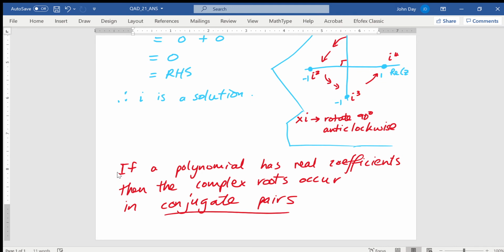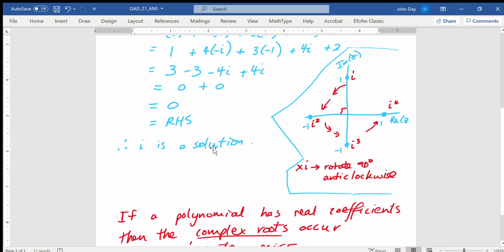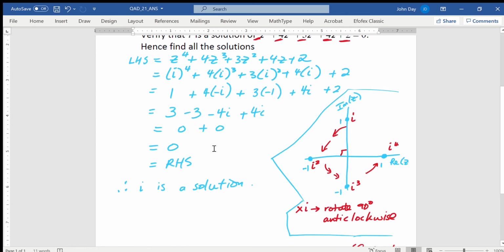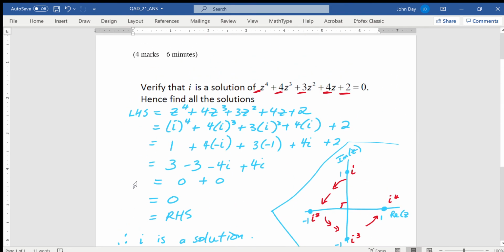What do I mean by complex roots? Well, if there's a root on the real axis, then it's not going to get repeated, so it doesn't occur in a pair as such. It's just one root. But if there's any root that's not on the real axis, so it has an imaginary part, then I'm calling it a complex root. It'll occur in conjugate pairs, as long as the coefficients are real, and there's a 1, a 4, a 3, a 4, and of course the constant term is 2. So that is satisfied, they are real.